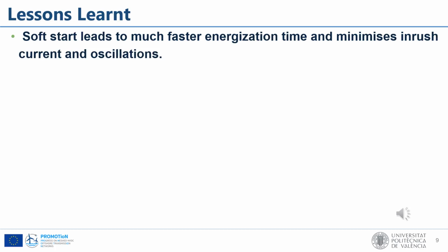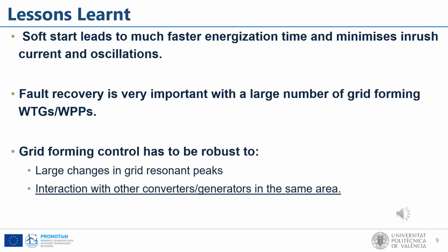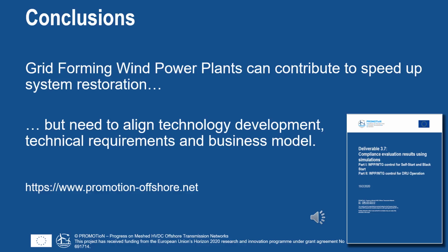Regarding fault recovery, that's very important, as now the system has to be recovered by the wind turbines themselves after a fault. Something else that is very important is that the grid forming control has to be very robust to large changes in grid resonance peaks and the interaction with other converters and generators in the same area. The final conclusion is that grid-forming wind power plants can contribute to speed up system restoration. However, we need to align the technology development, the technical requirements, and the business models.